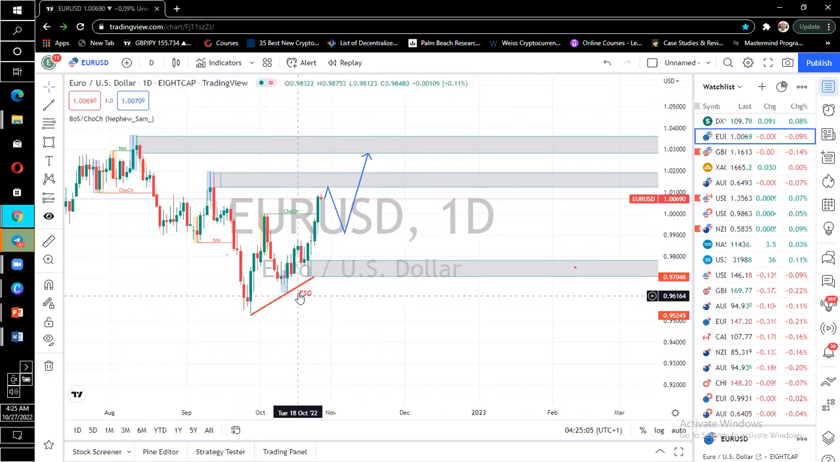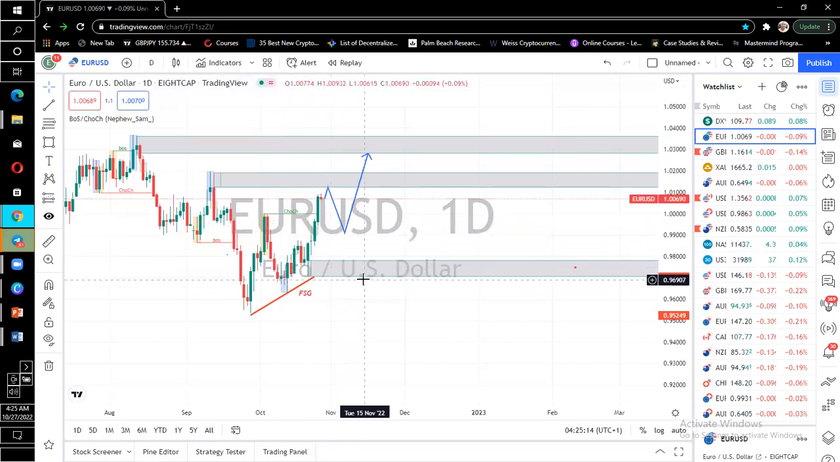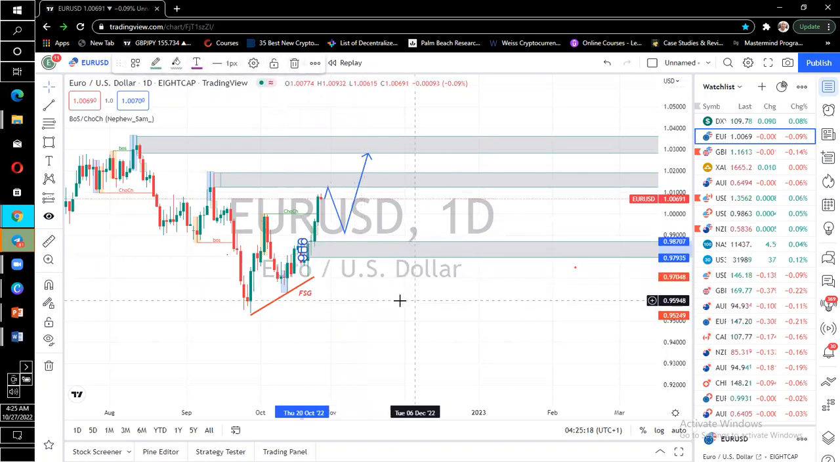It's a confirmed failure swing because this structure has been broken, right? That is what we call a failure swing. And also if you watch here in a higher time frame, of course, we also have a block here. Okay, and there is a fair value gap here.